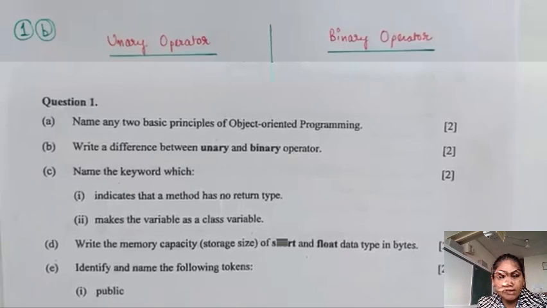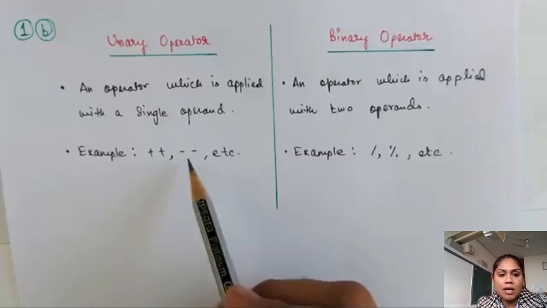Next is, what is the difference between unary and binary operator? The difference is that a unary operator is applied with a single operand, and a binary operator is an operator which is applied on 2 operands. Examples of the unary operator are plus plus, minus minus, etc. Examples of binary operators are divide, modulus, plus, minus.